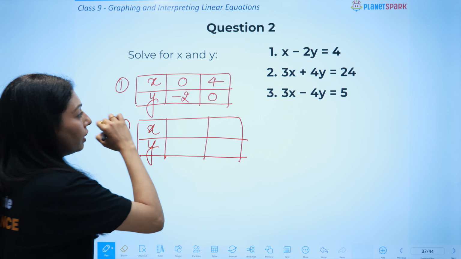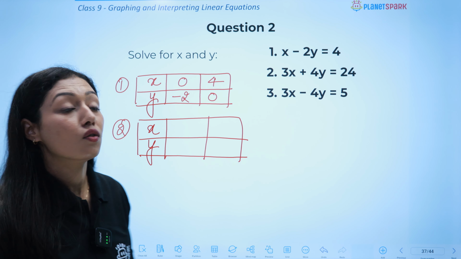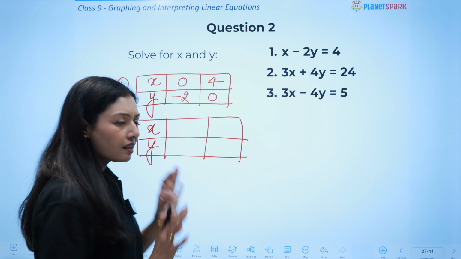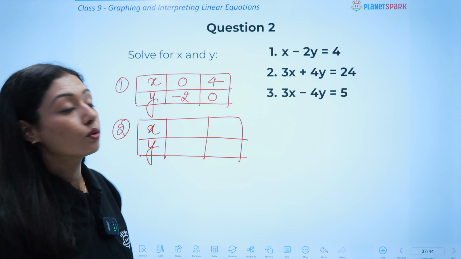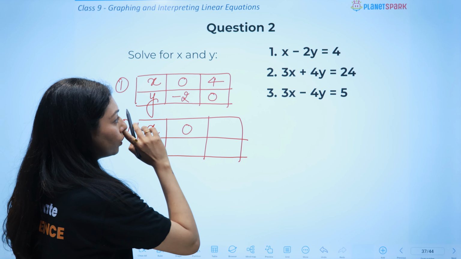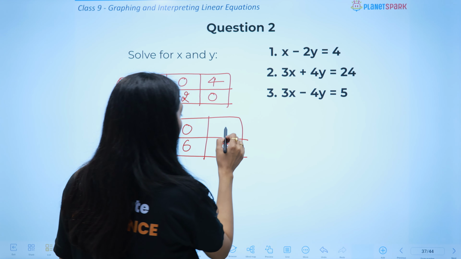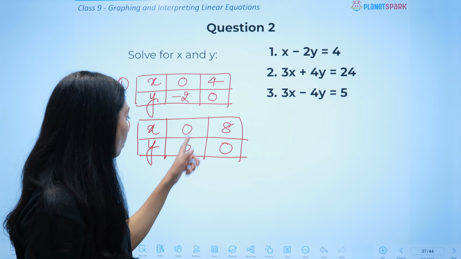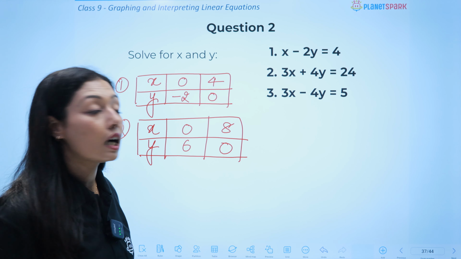X and y. The equation is 3x plus 4y is equal to 24. The easiest way of finding the solutions, everybody, is to put x and y as 0 one by one. So x is 0, y is 24 over 4, 6. Put y as 0, 24 over 3, 8. So (0, 6) and (8, 0). Two solutions, more than enough to draw the graph.